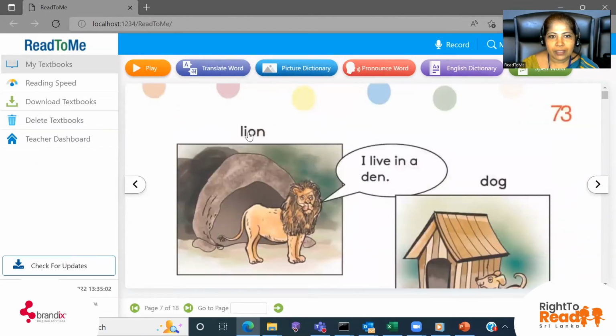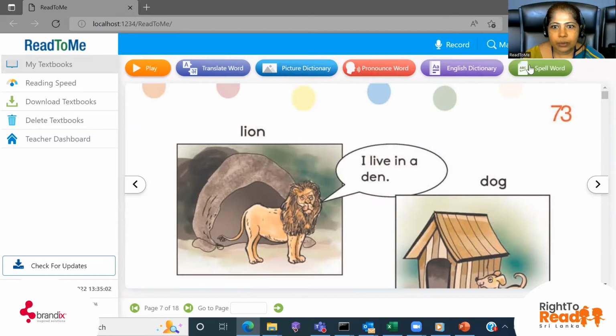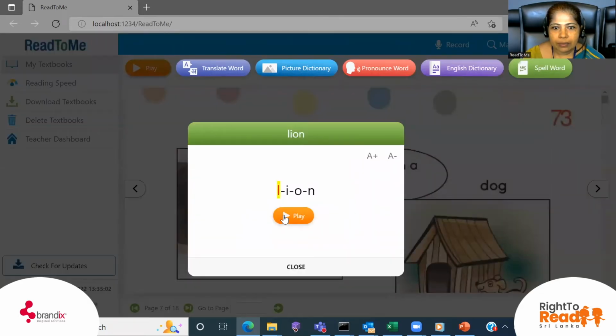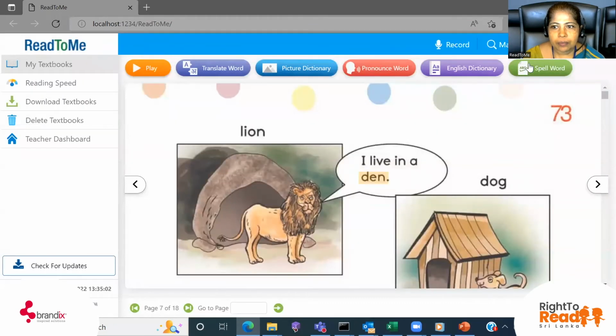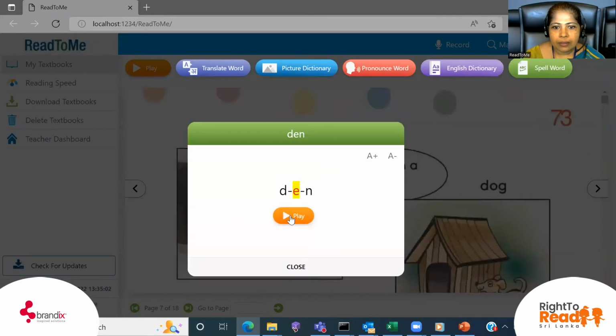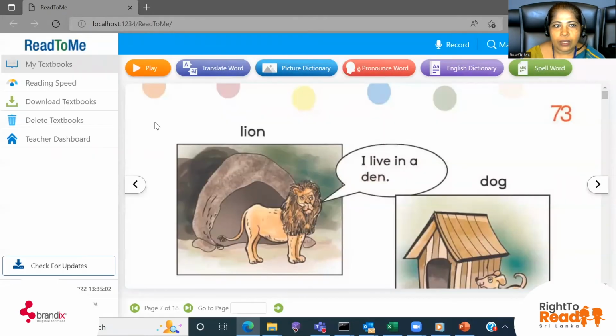Who are these animal friends? Who is this? Lion. I live in a den. What does the lion say? I live in a den. Can you say after me? I live in a den. So this is a picture of a den. How to spell den, children? Okay, lion. L-I-O-N, lion. How to spell den? D-E-N, den. Yeah, what did the lion say? I live in a den.